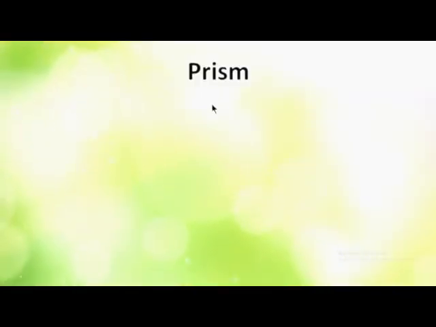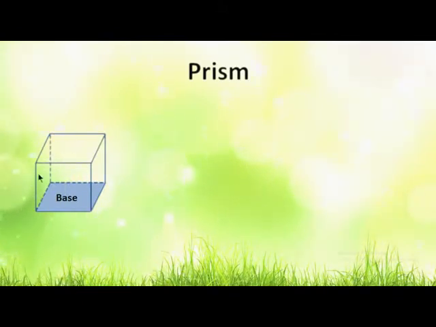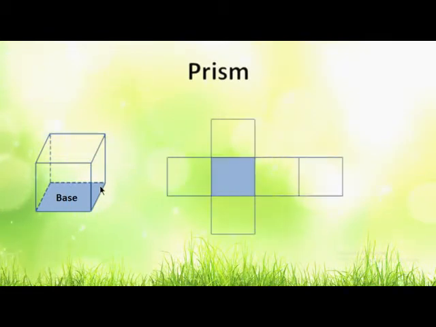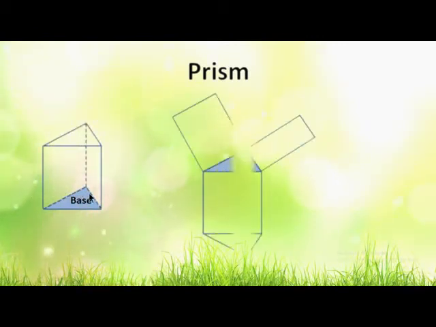Now, let's talk about the nets of some prisms. For example, this is a cube. It's actually a rectangular prism. This is the net for the rectangular prism. This prism is constructed by 1, 2, 3, 4, 5, 6 squares. And next, this is the triangular prism. It's constructed by 2 triangles and 1, 2, 3 rectangles.